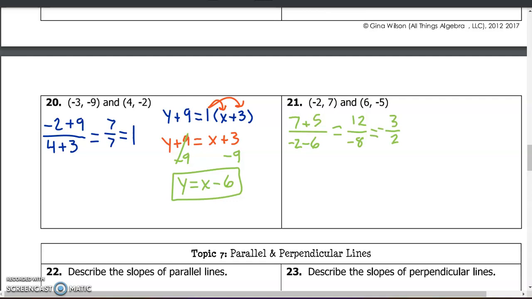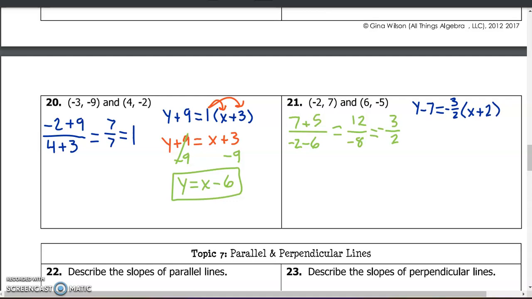So I'm going to do the same thing, plug that into my point slope formula. So that is my y minus, and again, your y1 can be whatever number you want. I'm going to just use the first pair again because it doesn't really matter. So y minus 7 equals, and now I have negative 3 over 2 times x minus, and in this case it would be minus negative 2, so I'm going to change it to plus 2.